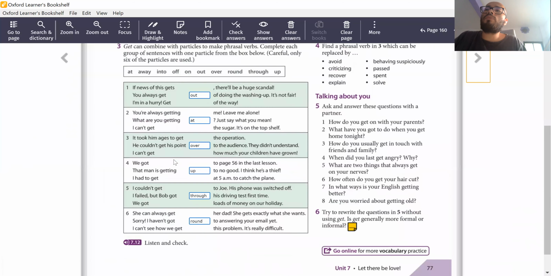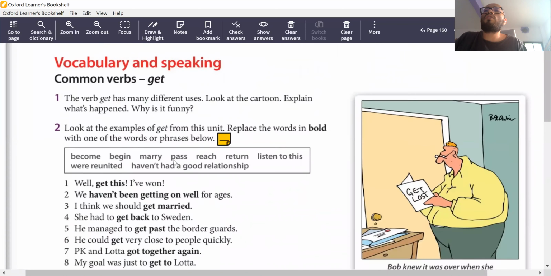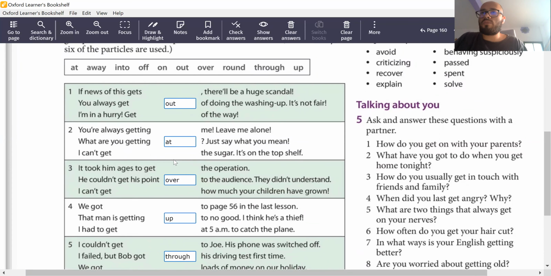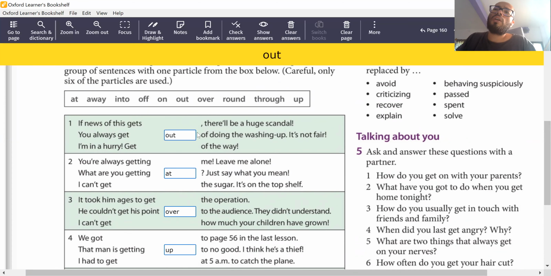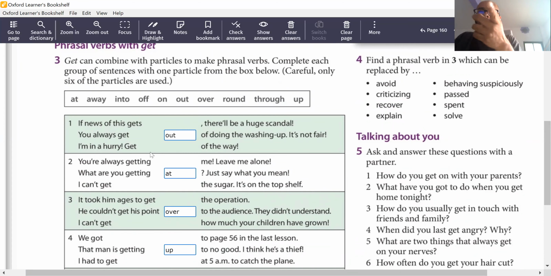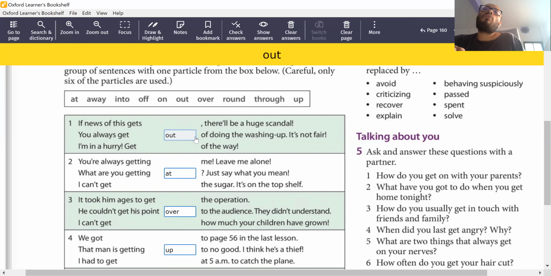And then if we add prepositions, they transform into phrasal verbs, and again they have different meanings. I think you had some homework about that in the workbook. For example, get out. I'm in a hurry, get out of the way, get out of here, get out of my face. That means, don't be here. Get out of doing the washing up, that means escape, in a way.